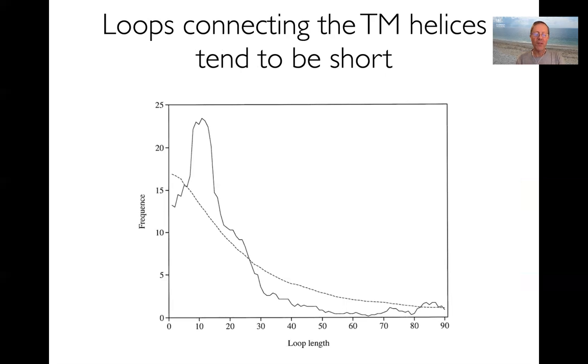If we measure loop lengths, how long are the loops between transmembrane helices? The answer is they tend to be short. So the full line here is the length distribution collected from a number of loops, and you see that it peaks around 10 or 12 residues, 10 to 15 residues length. So the loops tend to be short. There are some that are very long, and those very long loops tend to form independently folded units in either the cytoplasm or the extracellular side of the membrane. But those are fairly rare, and so most loops are really very short, just up to, say, 15 residues. And then the next helix comes along.